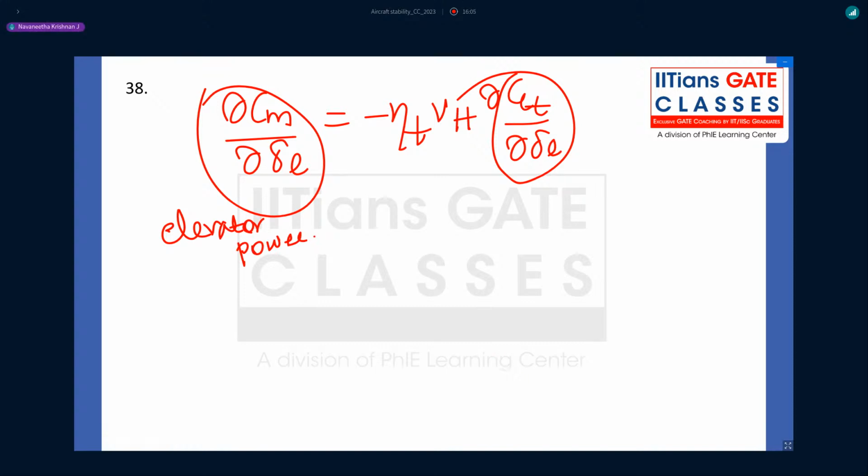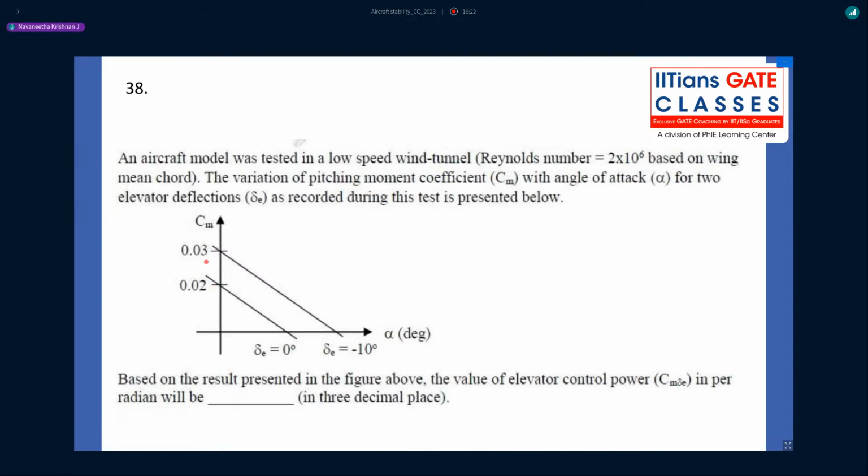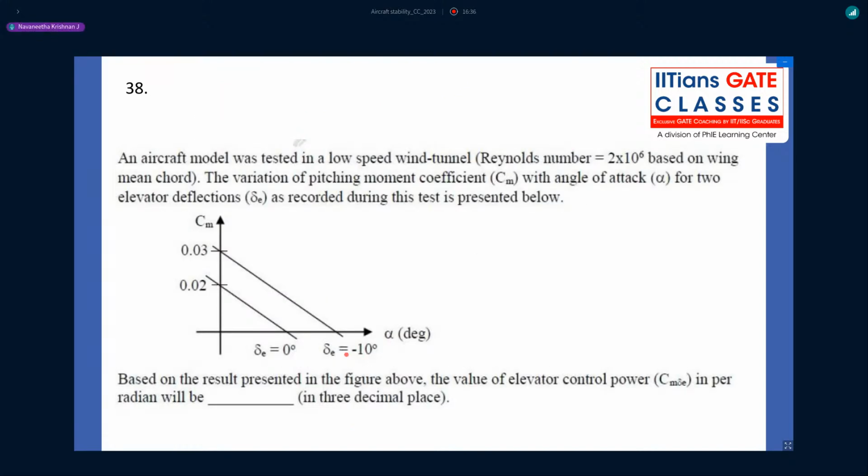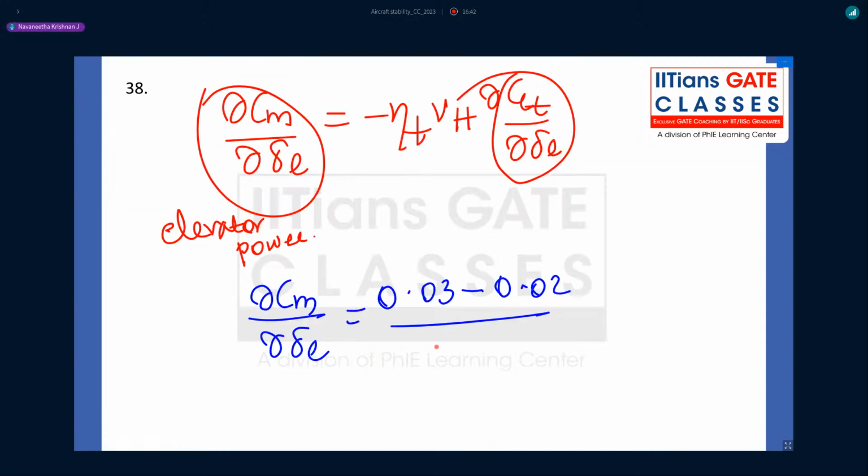Now, if I have to solve this, ∂Cm/∂δE can be written as (Cm2 minus Cm1) divided by (δE2 minus δE1). Here, Cm2 is 0.03, Cm1 is 0.02. So 0.03 minus 0.02 divided by δE2, the corresponding deflection, which is minus 10, minus δE1, which is 0. So minus 10 minus 0. So we will get it as minus 0.001 per degree.